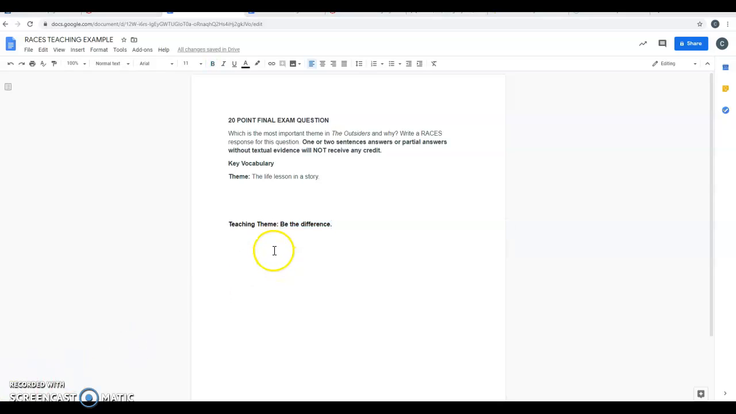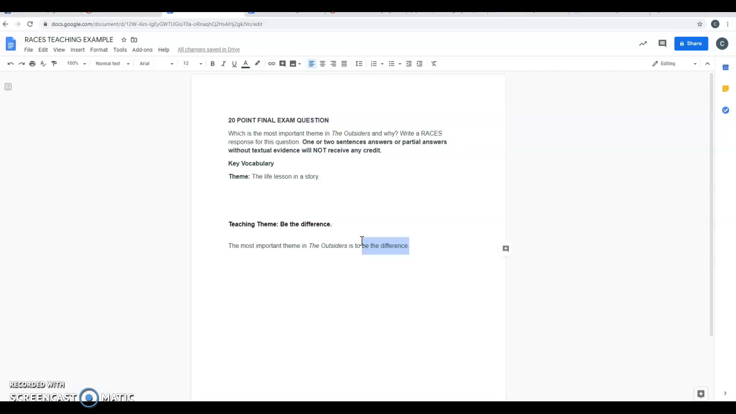Hey, welcome back. So hopefully you restated an answer. I'm going to show you the example that I came up with. It says the most important theme in The Outsiders is to be the difference. And that's a good restated answer. Notice we haven't answered the why yet, and that's because we're going to get to the why as we go through this paragraph. Now, be the difference is a pretty broad statement, which means there are a lot of different characters and events that this could apply to. So what I'm going to do is narrow this down.